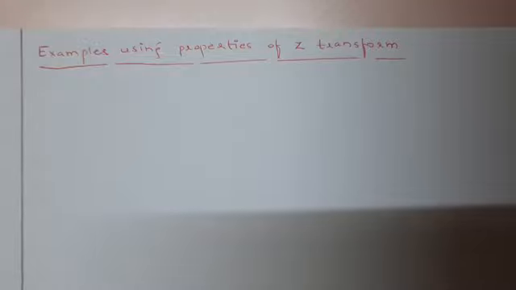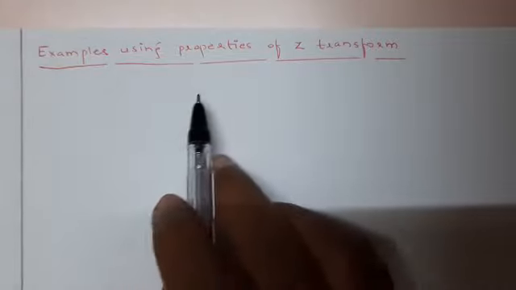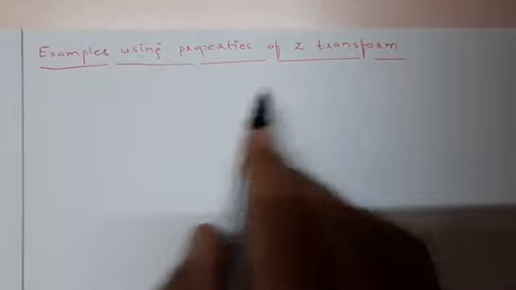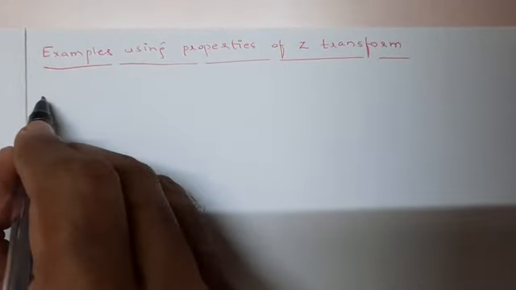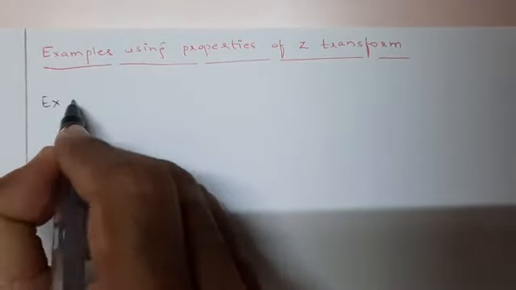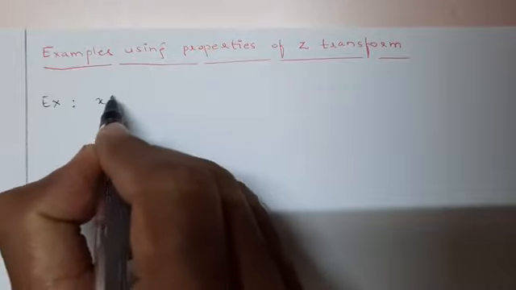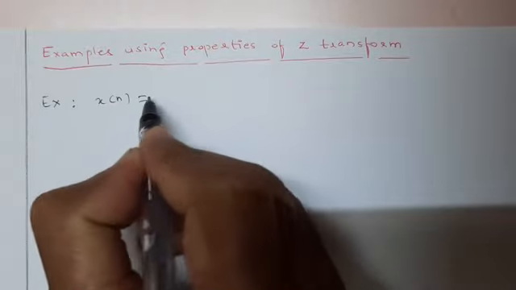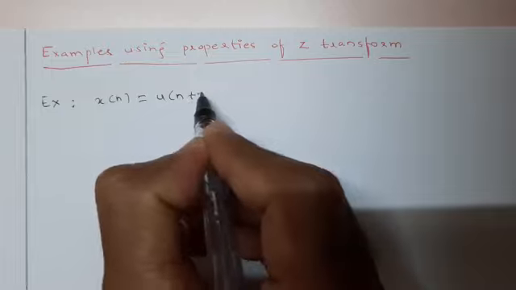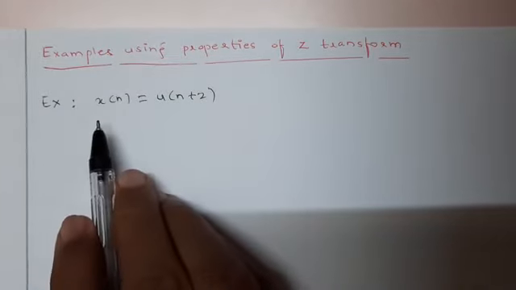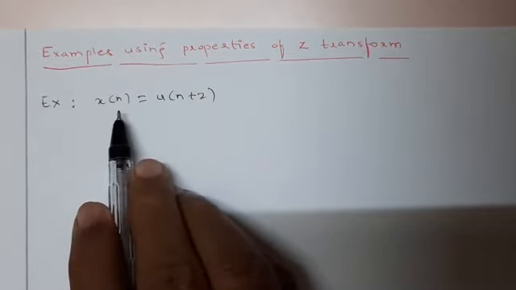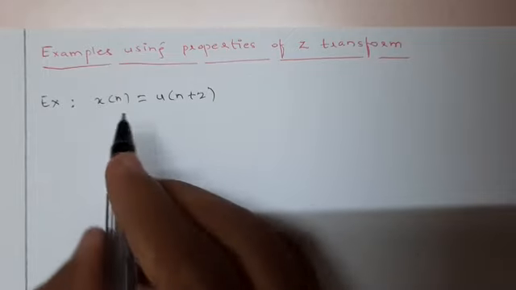Now we will go through some of the examples using properties of Z transform. I'll take up the example x of n is equal to u of n plus 2. We need to find X of z using properties of Z transform.